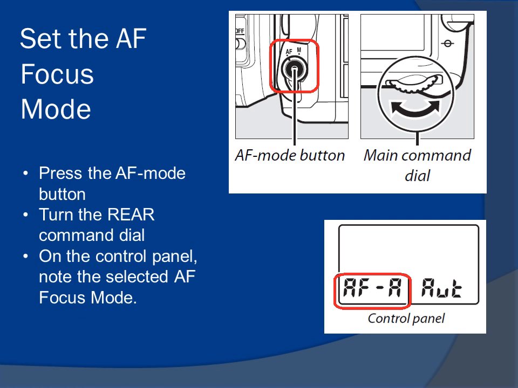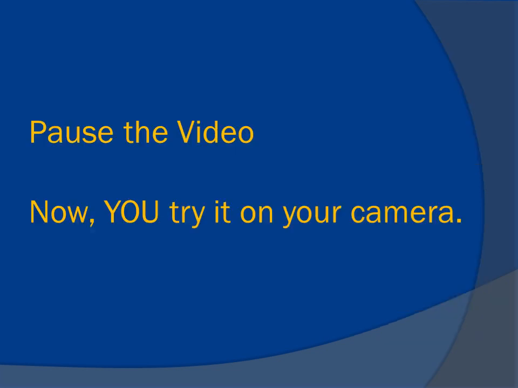Set to AF focus mode. On the top picture, you press the AF mode button on the side of the lens, then turn the rear command dial and read the selected AF mode on the control panel on the top of the camera. Pause the video. Now you try it on your camera.